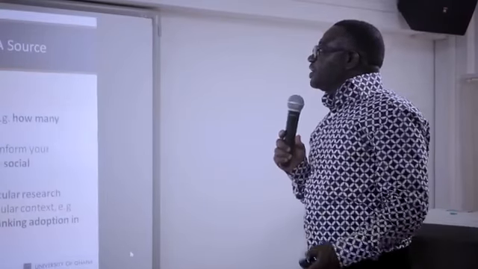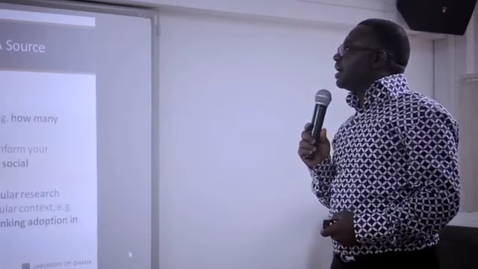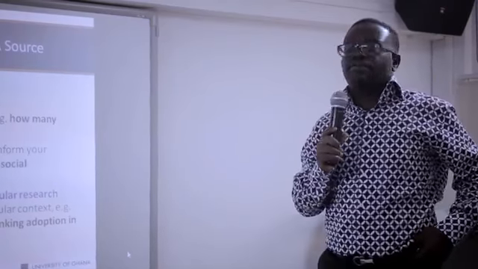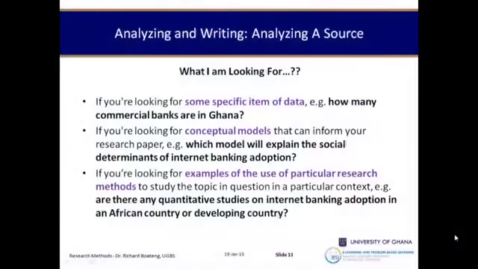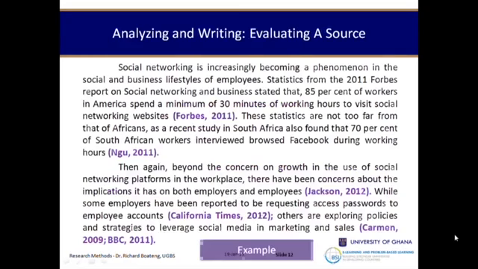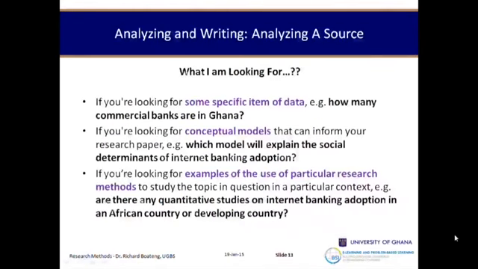So how did the author come up with this? The first thing in analyzing a source is, apart from all the questions that I told you to ask, you should ask yourself, whenever you are looking at a source and you're reviewing it, are you looking for some specific item or data? For example, in looking at the Forbes one, we're looking for data on 85% of America spending a minimum of 30 minutes. That's what we look for here. We're looking at the Nugu's paper, we're looking for 70% of South African workers. So are you looking for a statistic? That's one question you could ask yourself.